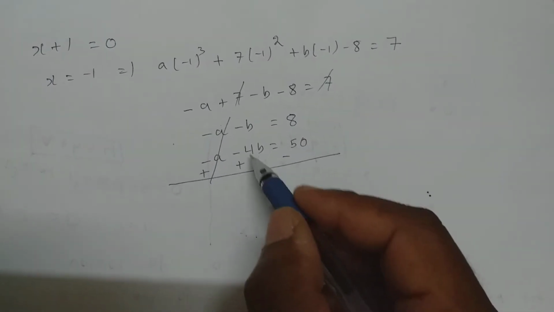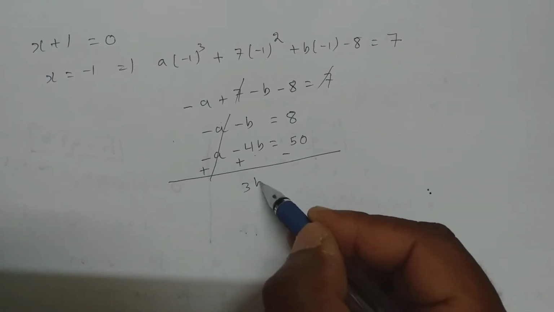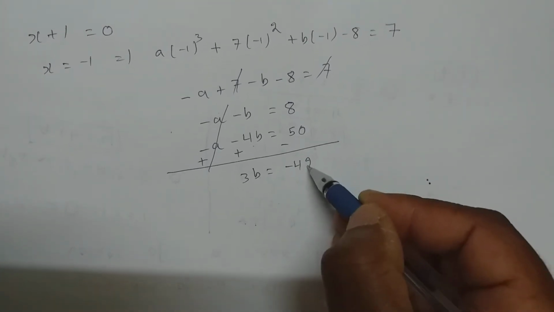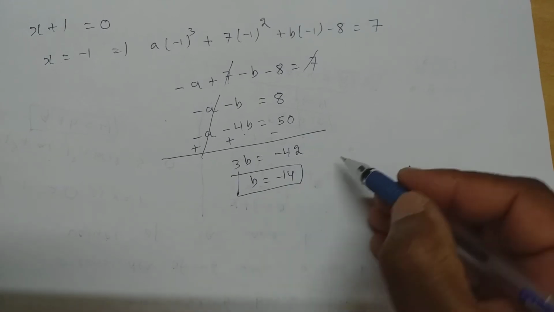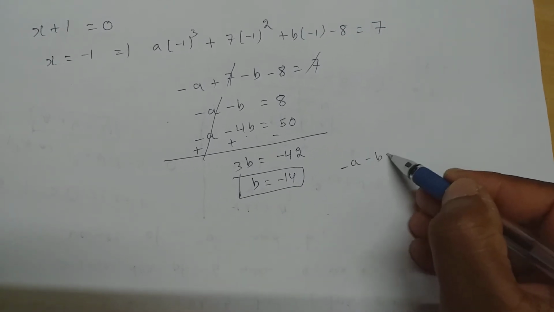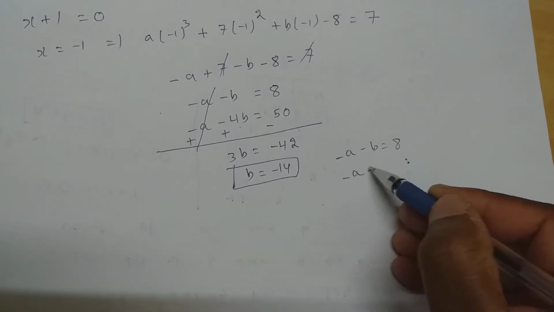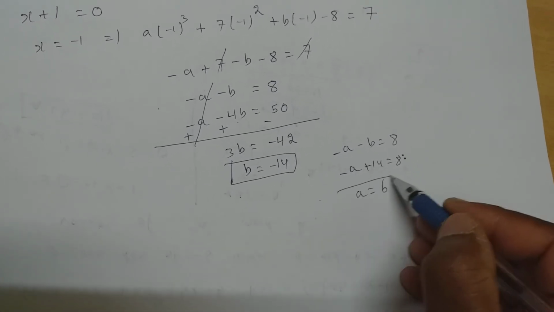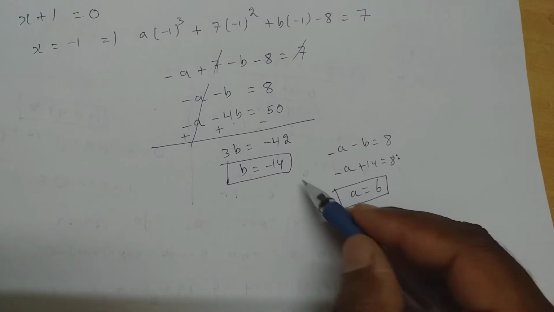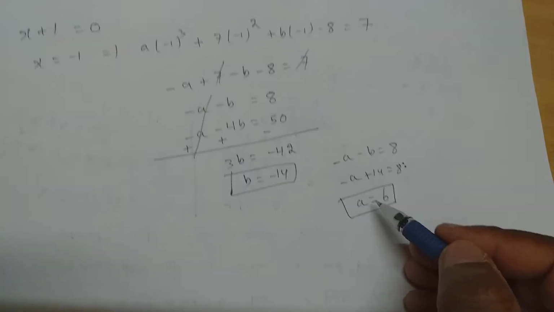They get cancelled. Here, how much will I get? 3b I get, and over here minus 42. That means b is minus 14. So place in any one of the equations: minus a minus b equal to 8. So minus a plus 14 equal to 8. So my a value is plus 6. We found the values of a and b.